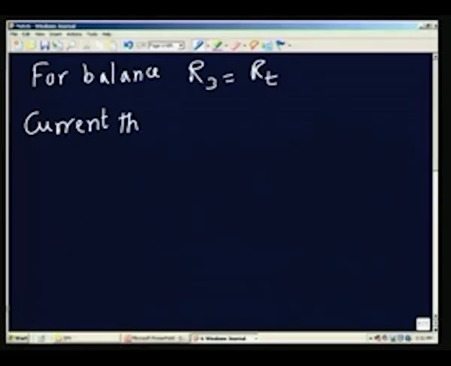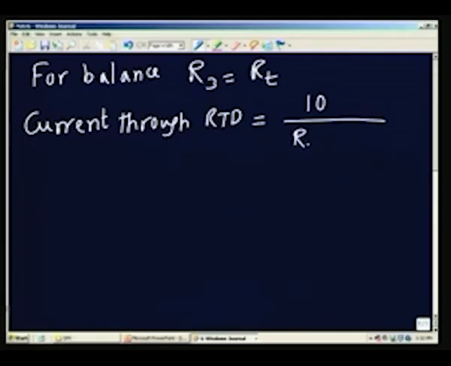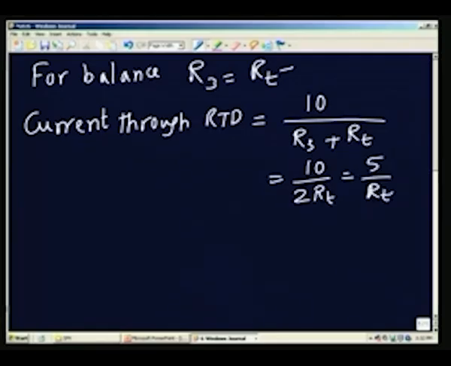Current through RTD is nothing but 10 volts divided by the sum of the two resistances, R3 plus RT. Because R3 is equal to RT from here, this is nothing but 2 times RT. Therefore, this will be 10 by 2 RT, or 5 by RT. This is the current, so many amperes.